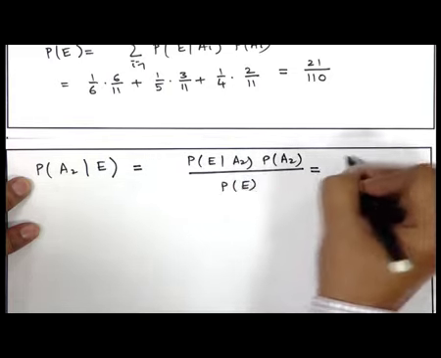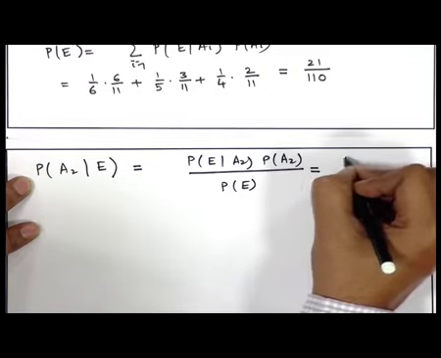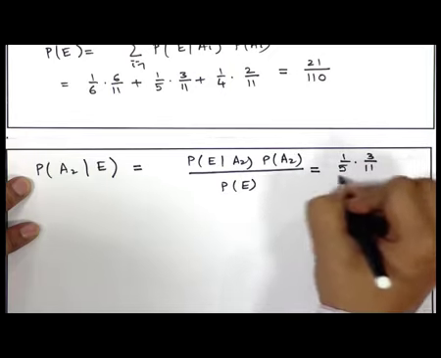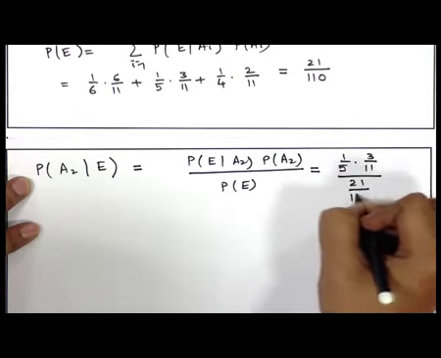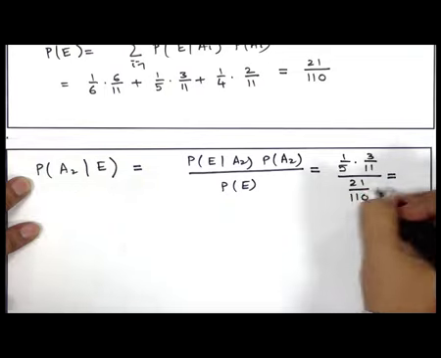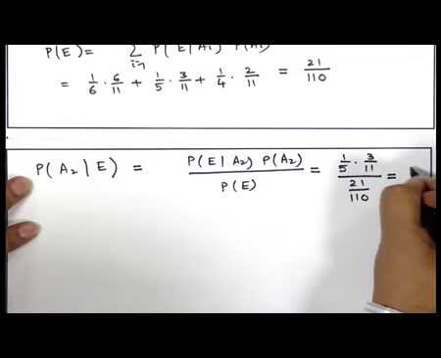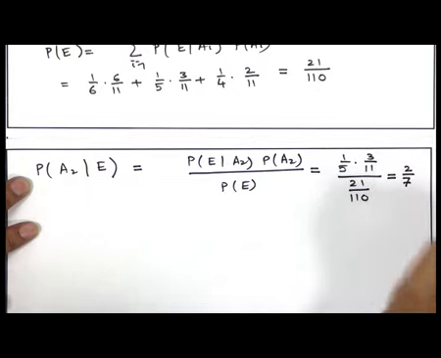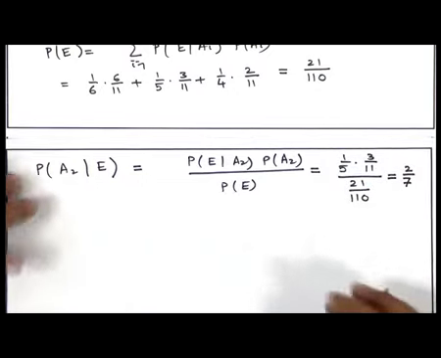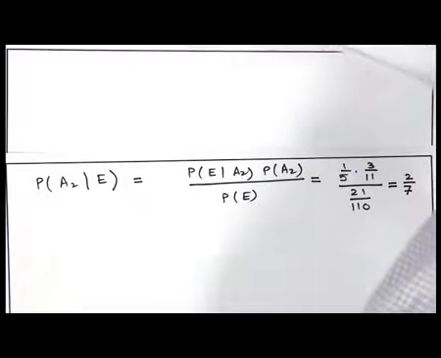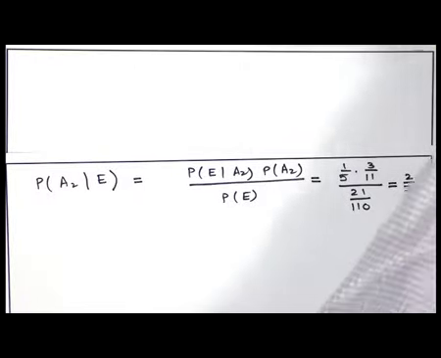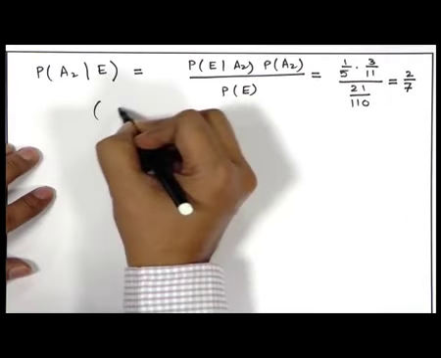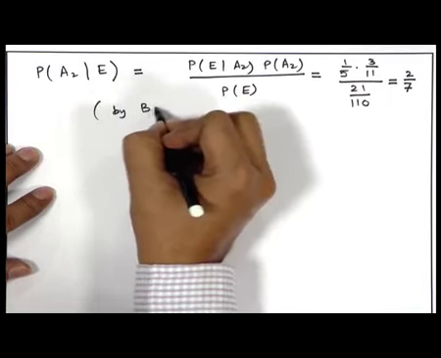So, that is equal to 1 by 5 into 3 by 11 divided by 21 by 110. This can be easily simplified and you get it as equal to 2 by 7. So, this is an application of Bayes theorem.